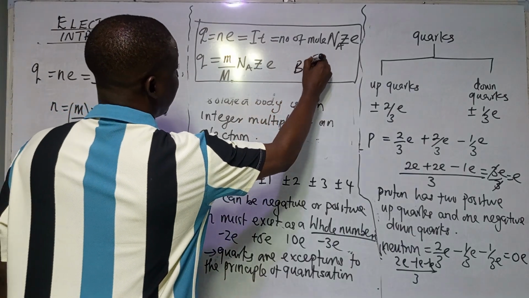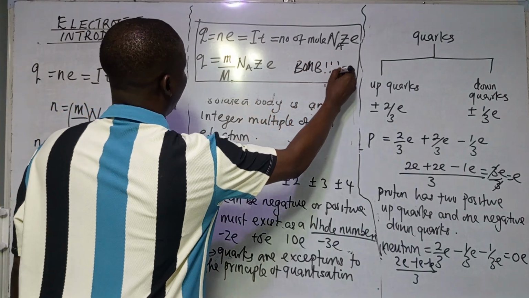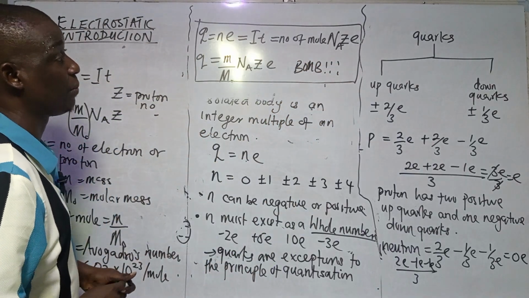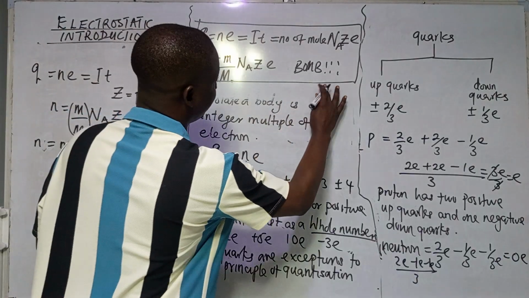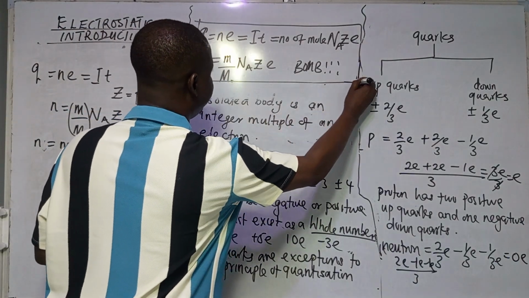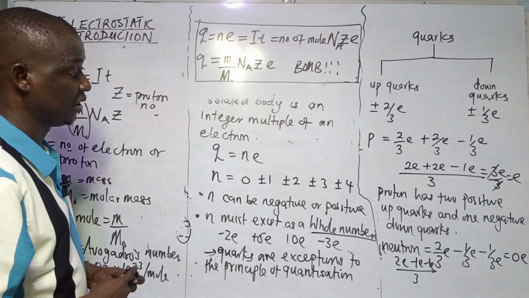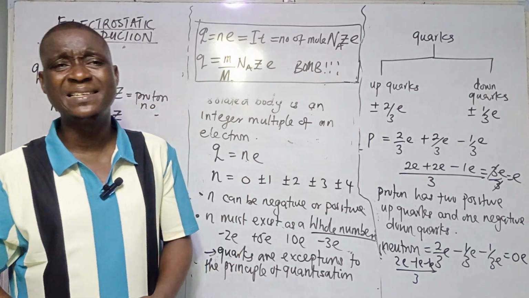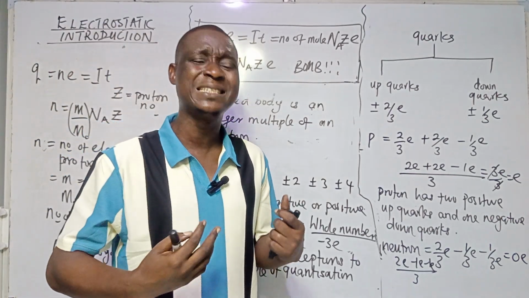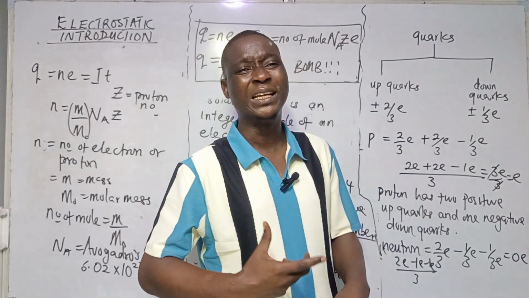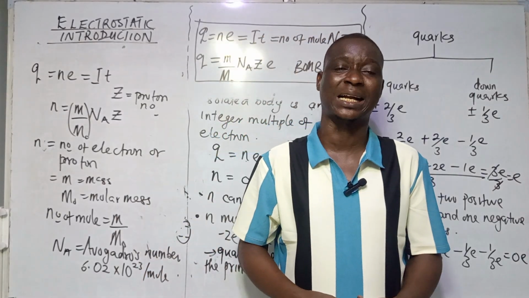You can put it in bold alongside, which will help us to remember. You can put your red pen to circle this for emphasis purpose. So I believe I've been able to explain to a reasonable extent, to introduce this topic, electrostatics.